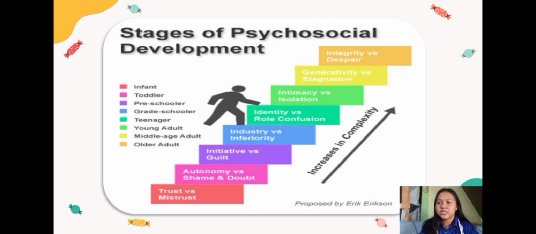The last stage is ego integrity versus despair during maturity, from 65 years old until death. So as we grow older, we tend to slow down and begin to look back over our lives. We ask, how have I done? If we think we did well, we develop feelings of contentment and integrity. If not, we experience despair and become grumpy and bitter.